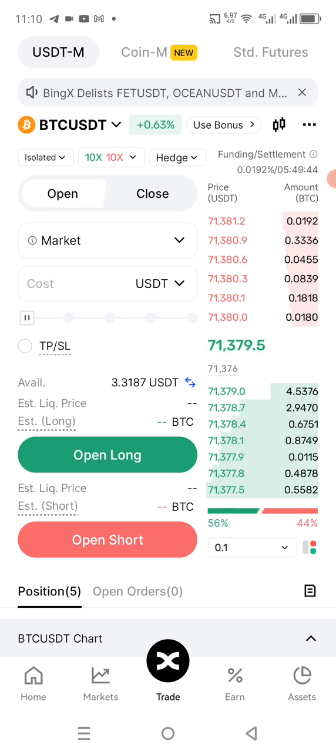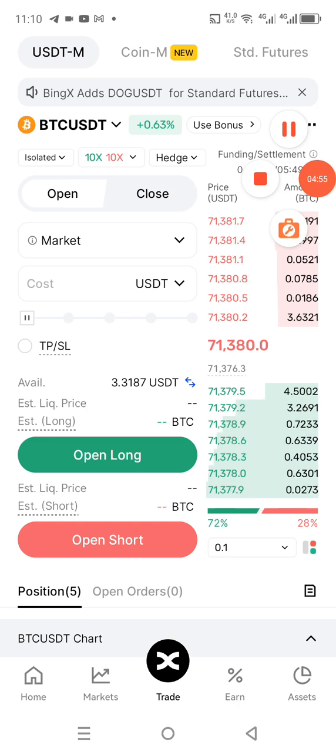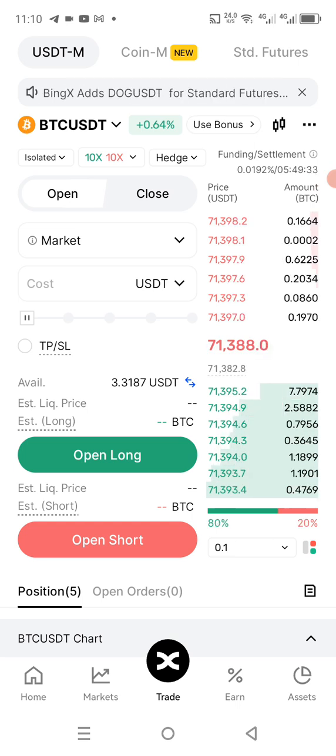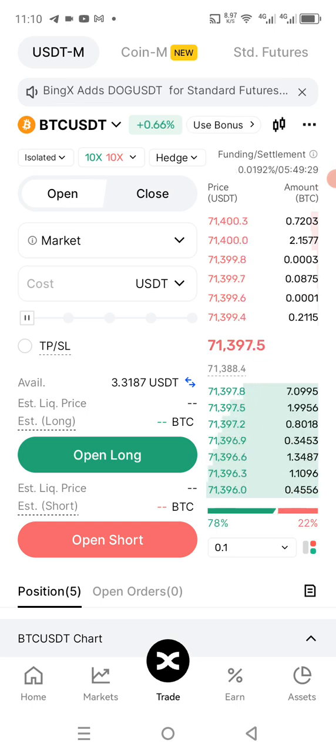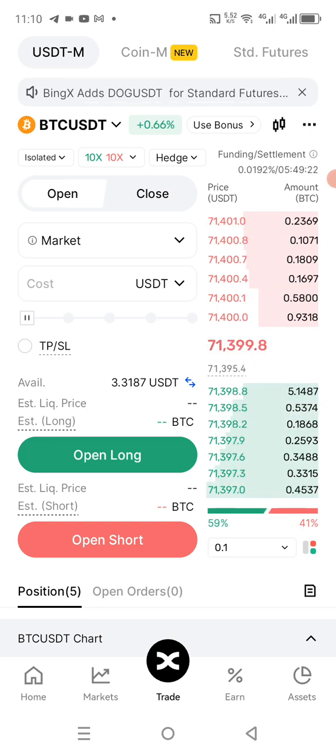And I want you to just focus on BTC USDT. The reason I want you to focus on BTC USDT is that with this pair, we are actually in the bull season. Even if it goes down, it recovers quickly.